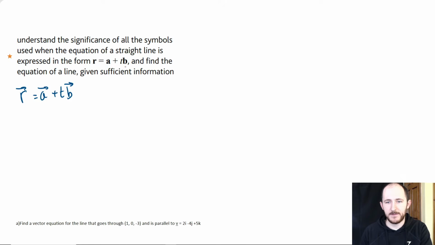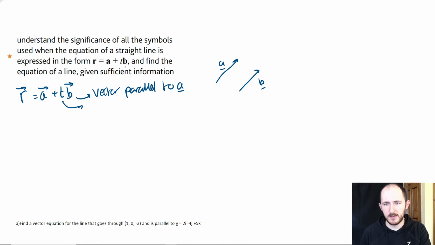Well, B is simply a vector that is parallel to A. So you know you have your vector, let's say A, and B is just some random other vector. T is essentially your gradient, okay? So it's a gradient and it is a scalar, okay? A, well, you already know what it is. It's a position vector the line has to go through, okay?